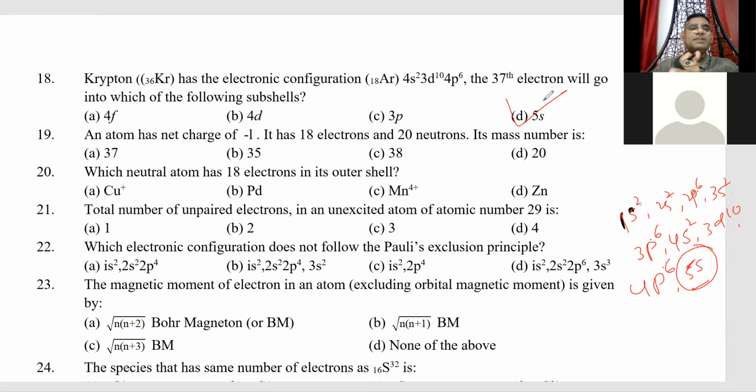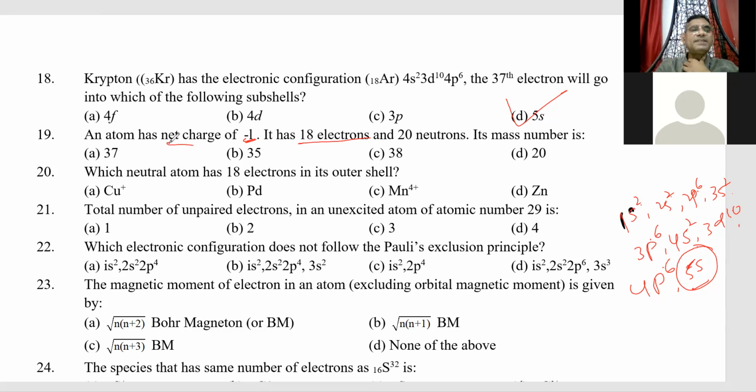An atom has a net charge of -1. It has 18 electrons and 20 neutrons. Its mass number will be? The charge is -1 with 18 electrons, so in the atomic state it will have 17 electrons.